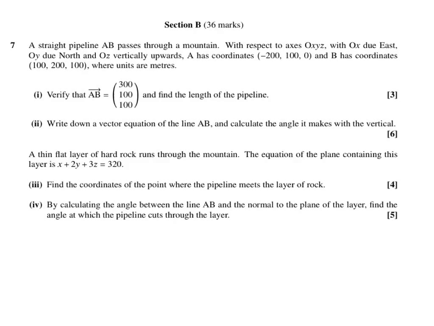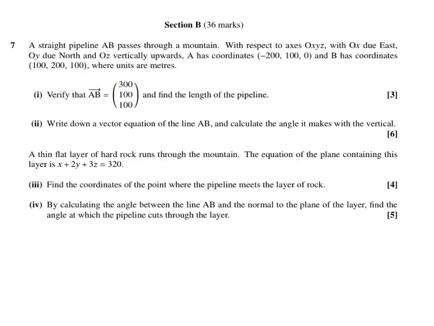Question 7. Vectors. To verify that AB is equal to this, you have two options. Either think of point A, add this on to show that you get to point B. Alternatively, show that AB is equal to minus A plus B.